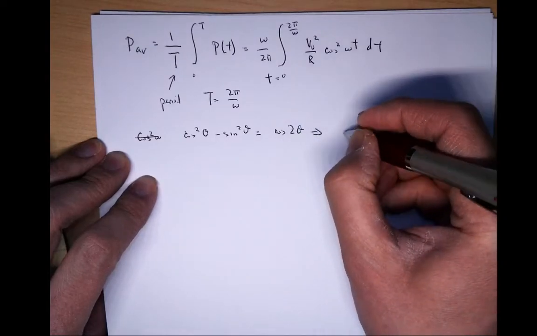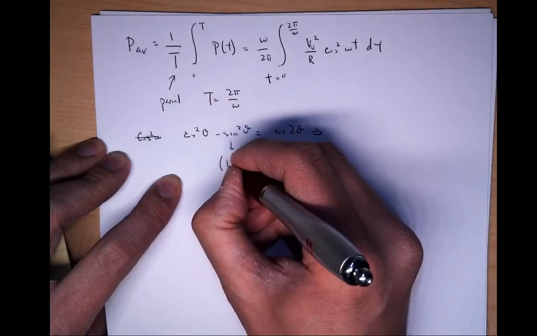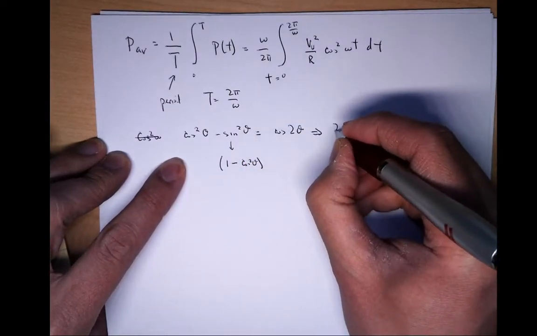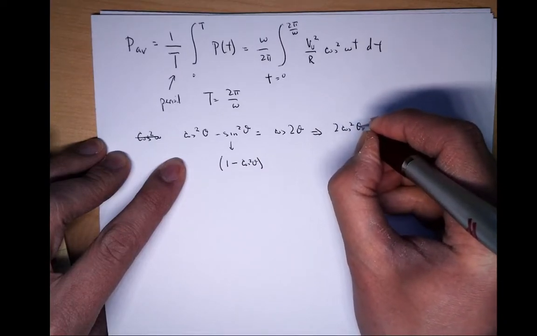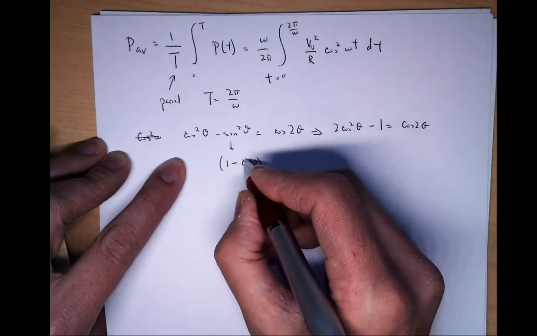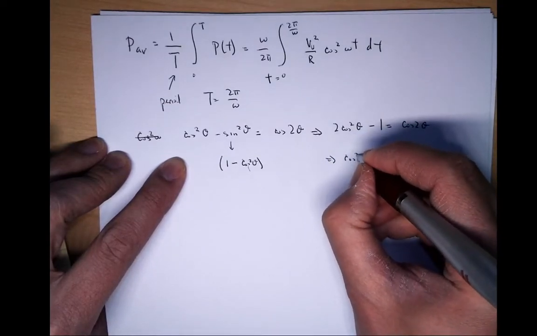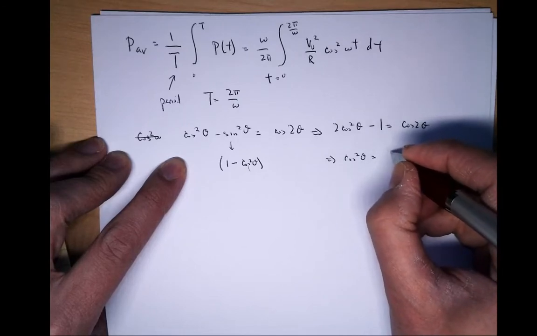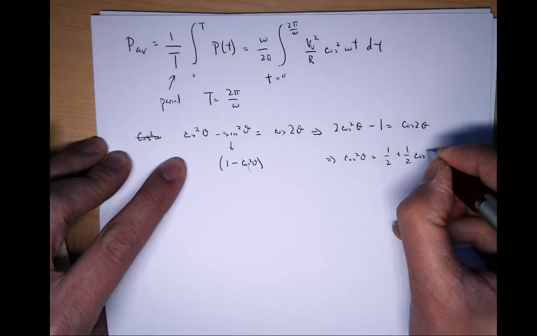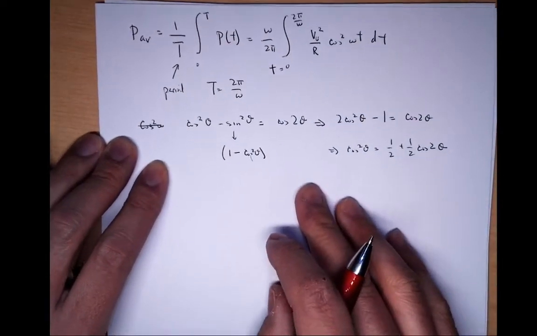And so what that means is that you can rewrite this thing as 1 minus cosine squared theta. So what that gives you is that 2 cosine squared theta minus 1 is equal to cosine 2 theta, right? The minus is plus, all right? And so you have cosine squared theta is equal to 1/2 plus 1/2 cosine 2 theta, all right? And so basically theta is going to be replaced by omega t.